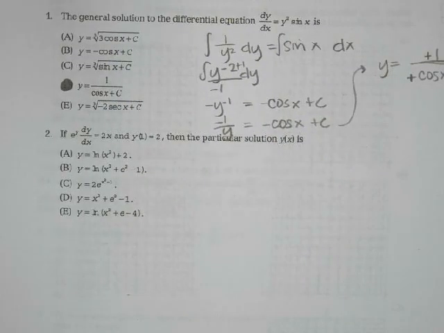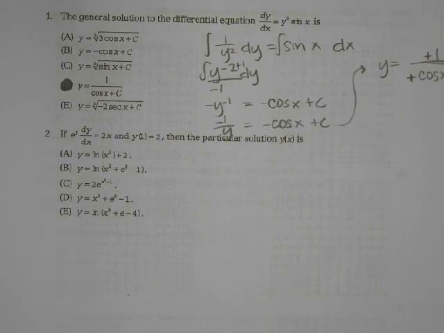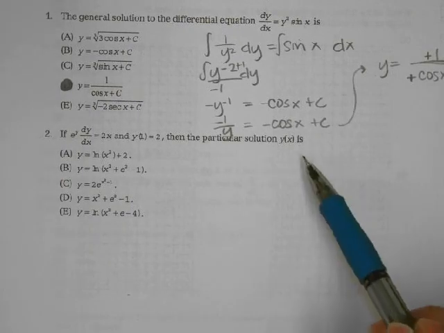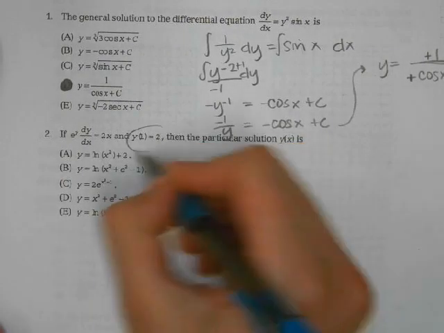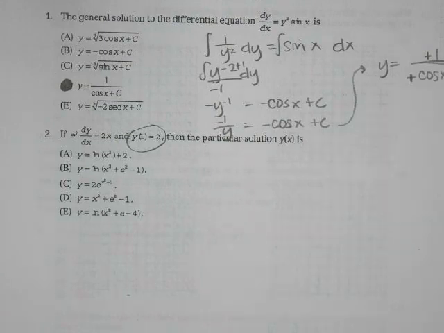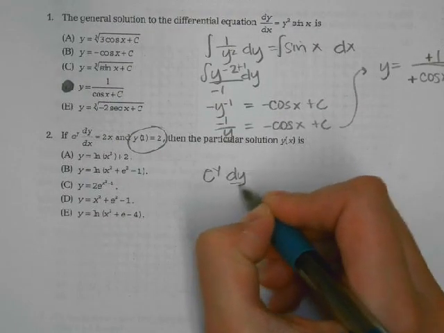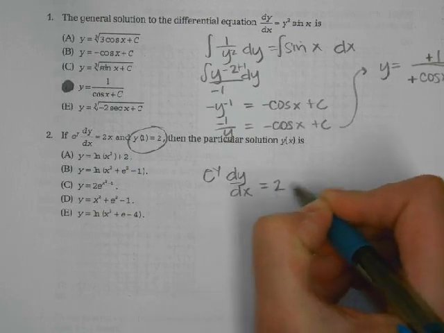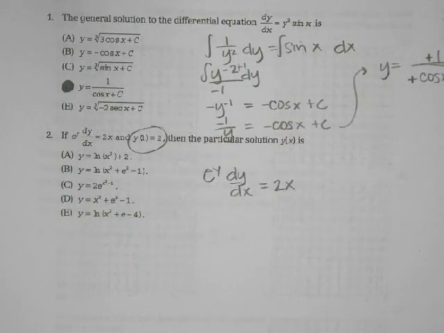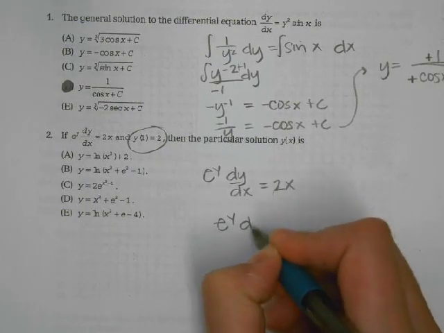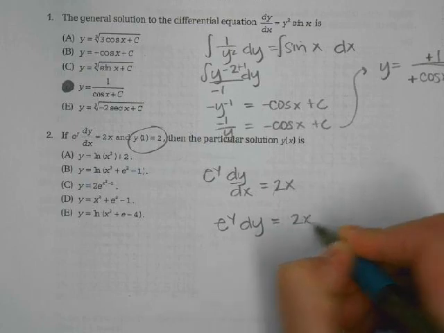All right. On this one, we're doing the same thing, but we have our particular solution because they gave us the ability to solve for our c. So e to the y dy dx equals 2x. It's kind of like they had a differential equation. They already moved the e to the y over for us. So e to the y dy equals 2x dx.